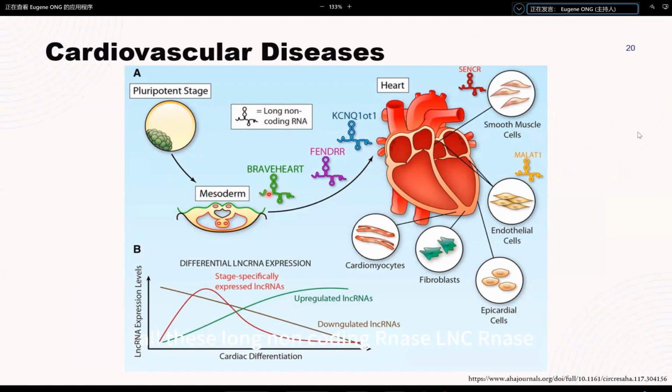So all these long non-coding RNAs, lncRNAs, have different signaling that will ensure the cells turn into different fates, such as smooth muscle or endothelial cells. So if it is not correctly expressed and the levels are incorrect, it may lead to cardiovascular disease by just having an incorrect morphology. So there are papers which are cited in all the examples given, so I hope you can explore them more on your own.